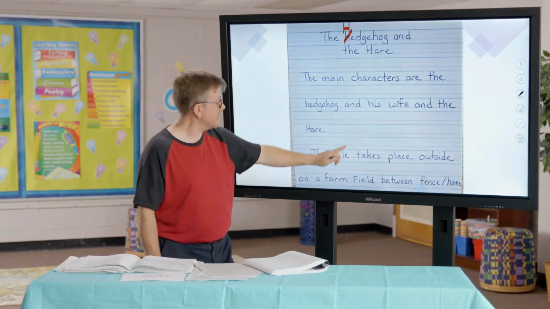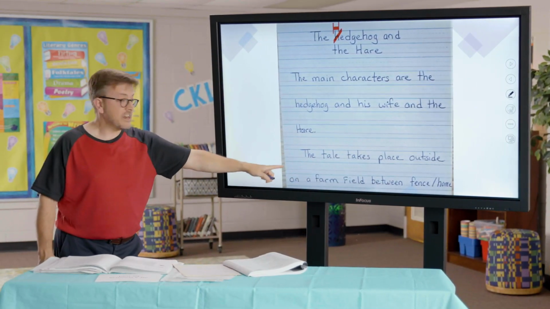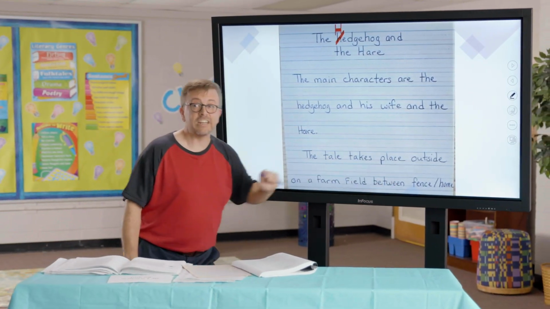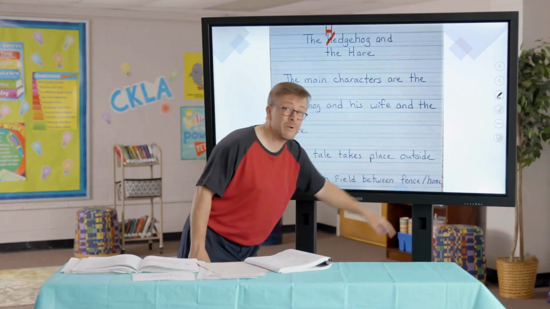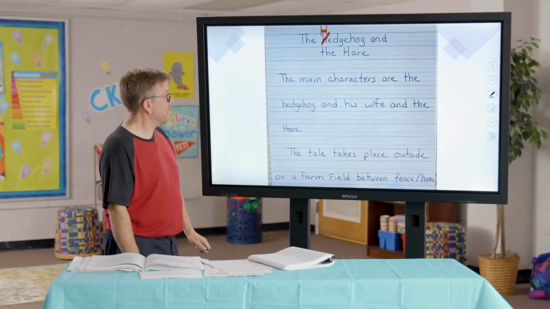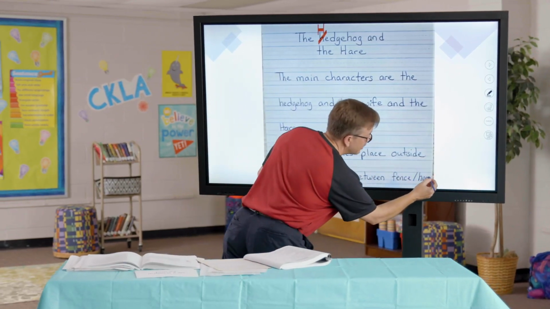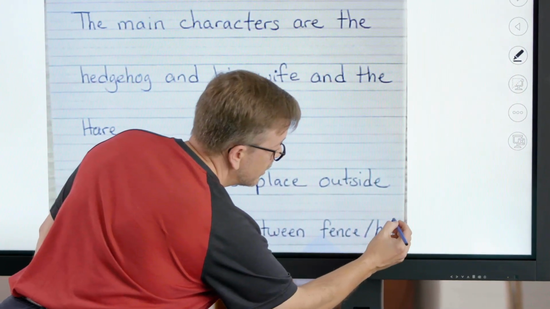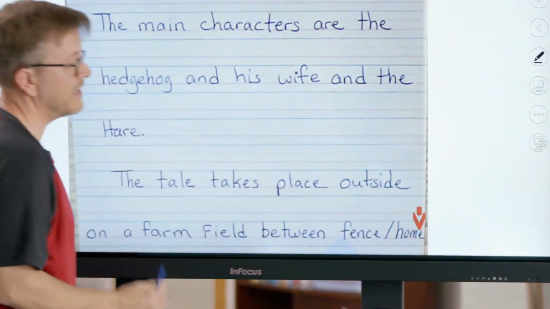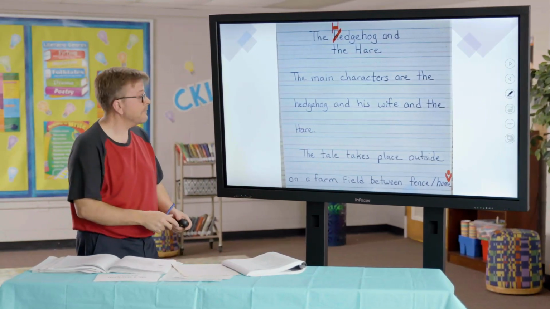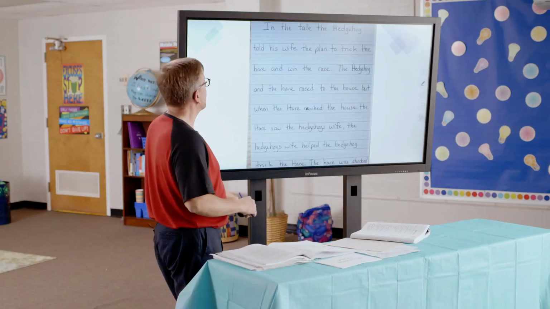Next sentence. The tale takes place outside on a farm field between fence and home. Now, this writer did not include punctuation at the end of that sentence. They did not include it right here, probably because they ran out of space when they wrote it. But that would be someplace we would want to take our marker or pencil and put one in, and if you don't have a lot of space, you can put a caret going down and then just put a little period inside it. That means you're going to put that period down in there. So that's one place we did find that did not have punctuation at the end. All right, let's check the rest.